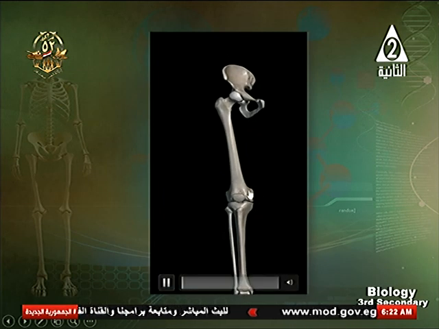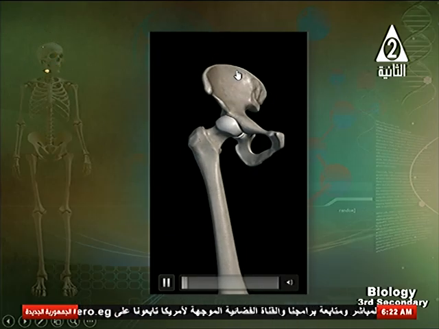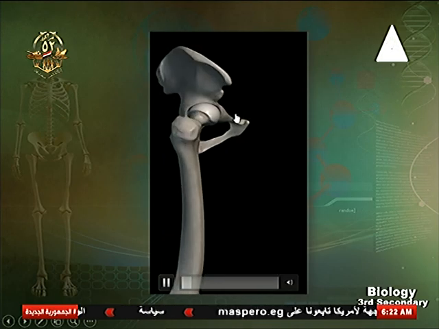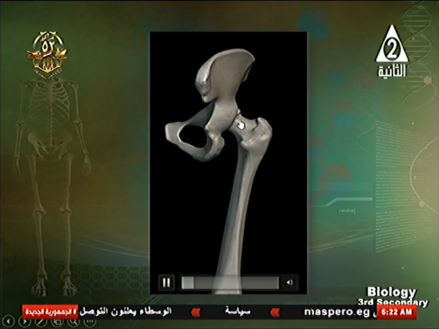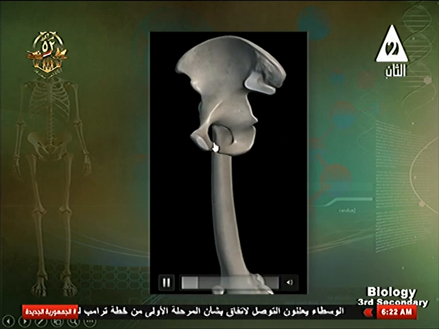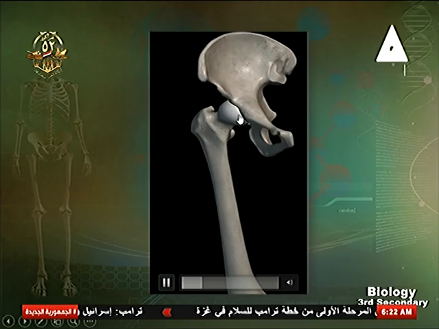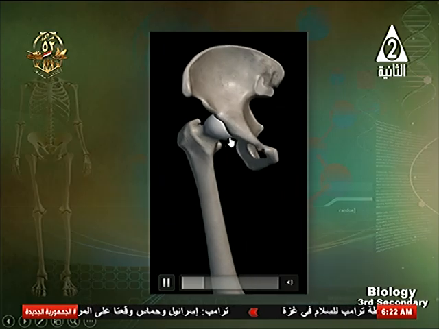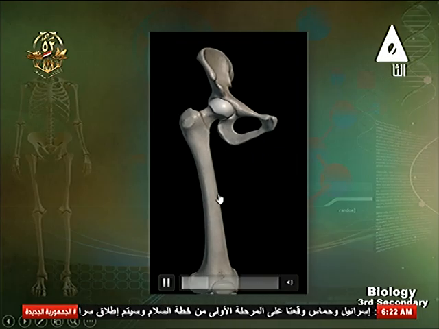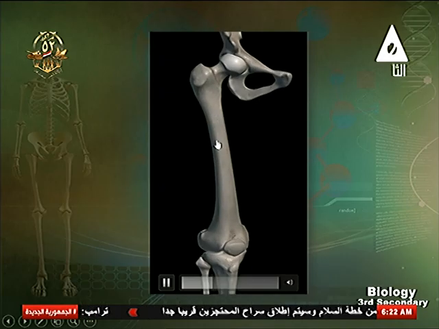Okay, this video explains the structure of the lower limbs, but this is the pelvic girdle, this is the ilium, and this one is the ischium, and this one is the pubis, and this is the acetabulum cavity. This is the pubic symphysis, this one. This is the head of the femur fitting in the acetabulum cavity, and this is the femur bone, which is long and thick.